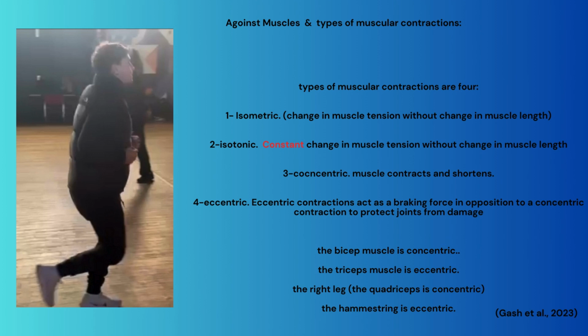Concentric is when a muscle contracts and shortens, for example, the biceps, and eccentric contraction acts as a braking force in opposition to concentric contractions to protect the joint from damage. For example, the biceps and the triceps. The biceps muscle is concentric, the triceps muscle is eccentric, in the right leg, the quadriceps is concentric, and the hamstring is eccentric.